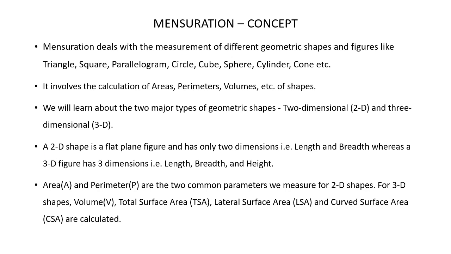A 2D shape is a flat, plane figure and has only two dimensions, that is length and breadth, whereas a 3D figure has three dimensions, that is length, breadth, and height. Area and perimeter are the two common parameters we measure for 2D shapes. For 3D shapes, volume, total surface area, lateral surface area, and curved surface area are calculated.